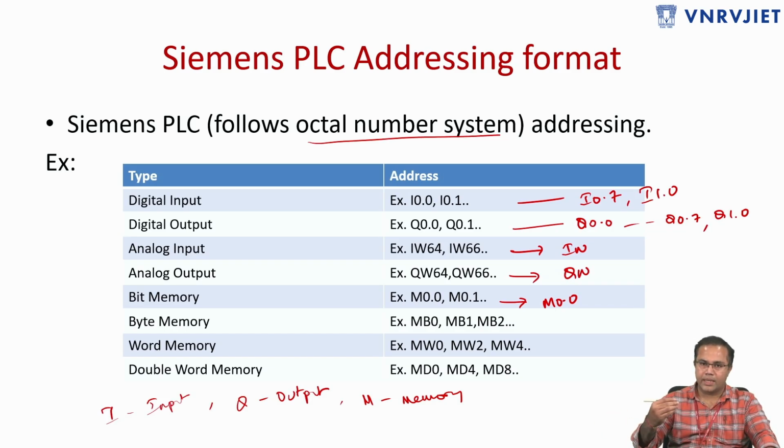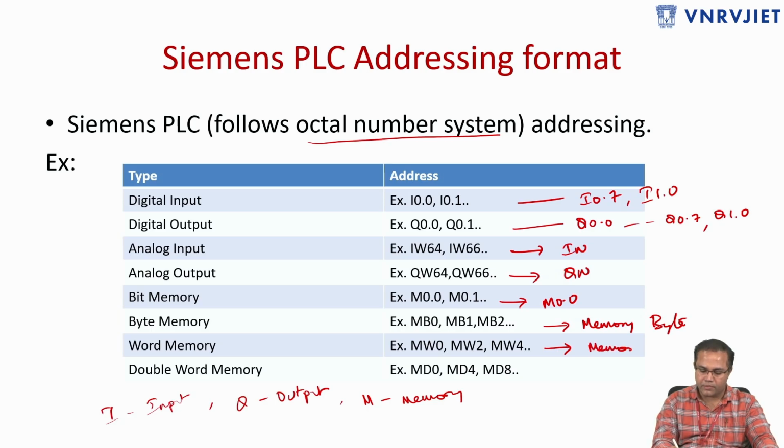And if your data is not a bit, then we can use byte memory. So MB, memory byte, is for 8 bits. If that is not sufficient, then you can use a memory word, which is 16 bits. Then finally we have a memory double, which is 32 bits in size.